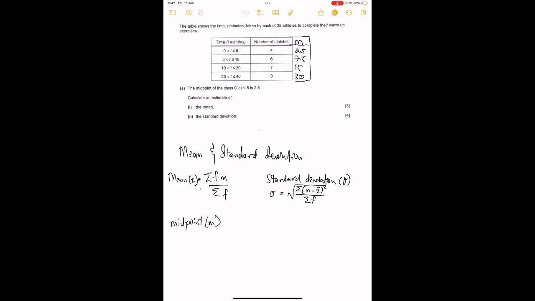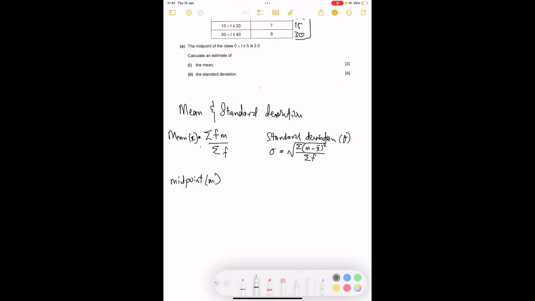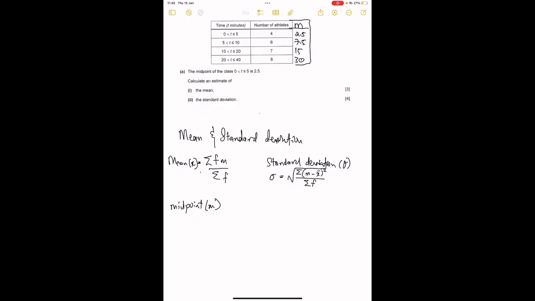It's advisable for you to add a column here to simplify things for yourself. The column here is for the midpoint. So how do you calculate the midpoint? You take your range, 0 to 5. Then you add these boundaries, 0 plus 5, then divide by 2. You get your 2.5, and that's the midpoint for the first range.